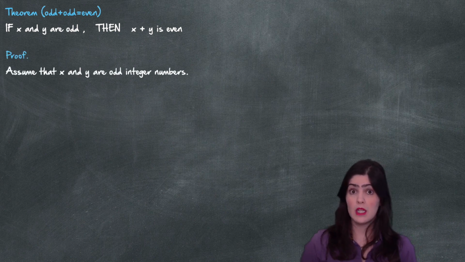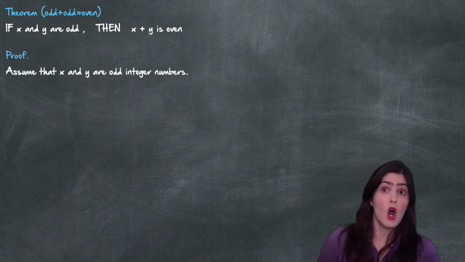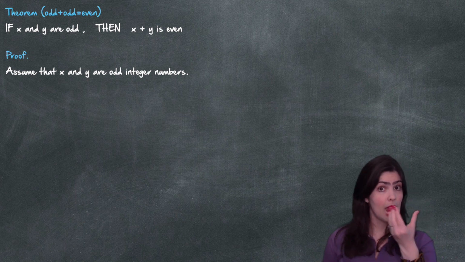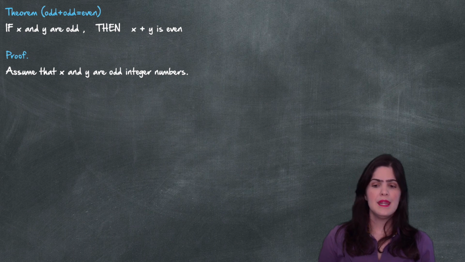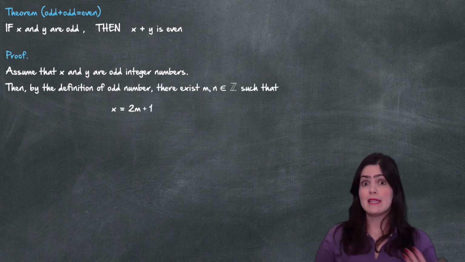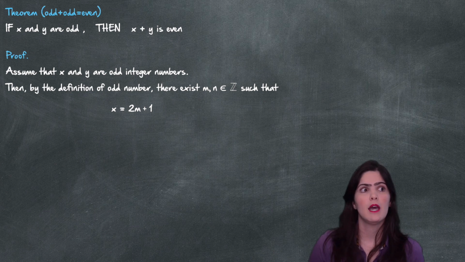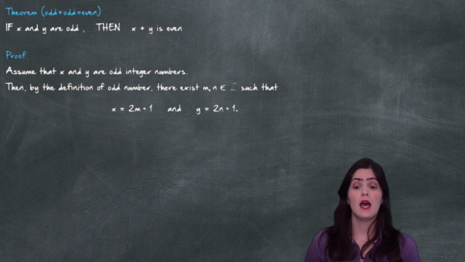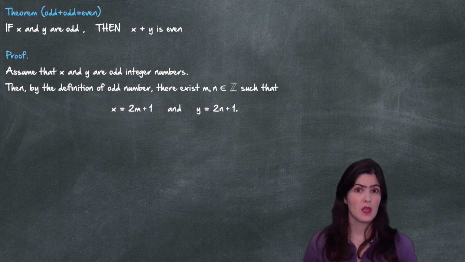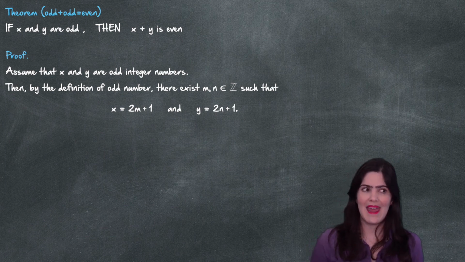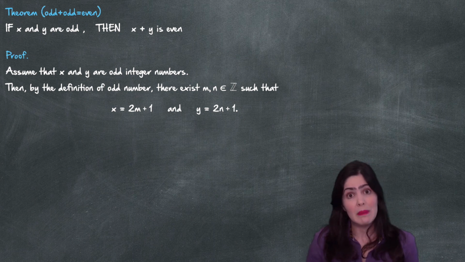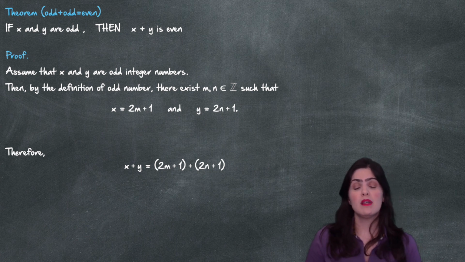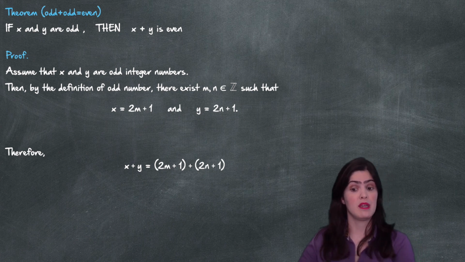Well, the first thing is we need to assume that x and y are odd integer numbers, right? We're going to start by assuming my hypothesis. And then we know that by the definition of odd number, we can find two integers m and n, such that x is equal to 2m plus 1 and y is equal to 2n plus 1. And I want to conclude something about x plus y, so I need to build x plus y. Well, x plus y then would be 2m plus 1 plus 2n plus 1.